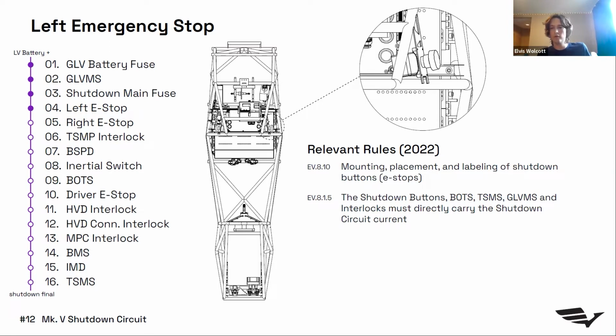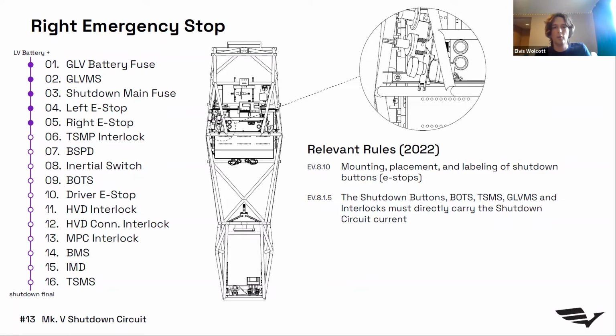The next two nodes on the shutdown circuits are both emergency stops. The mounting, placement, and labeling of these is, as always, rules required. The rules will often call these shutdown buttons, which is a much more FSAE specific term. E-stop is the term that you'll see in almost any type of project where you have big red buttons that turn the system off. So that's the term we use on the team. Activating any of the e-stops on the car obviously shuts it down immediately. And so there's one on each side of the chassis, there and there. And then later we'll look at one on the dashboard so that the driver can stop the car if they need to.